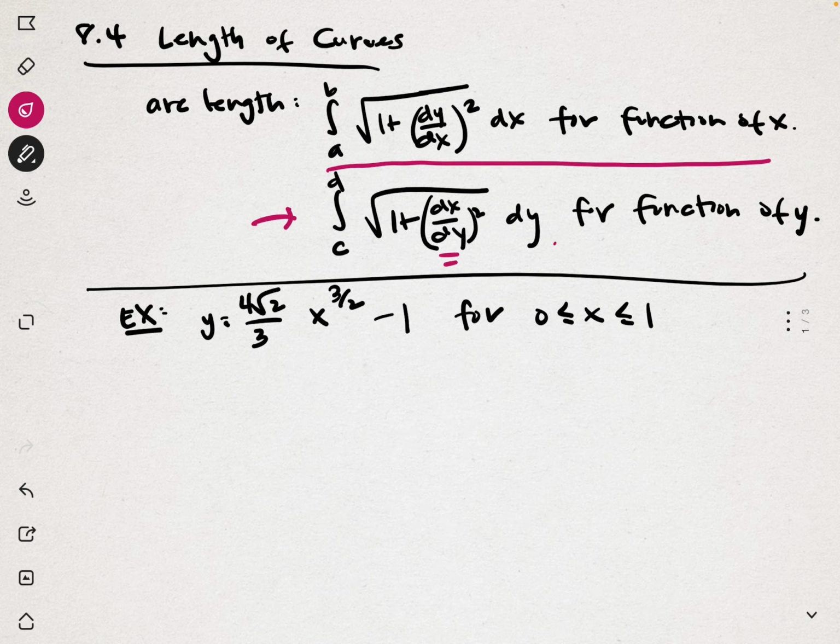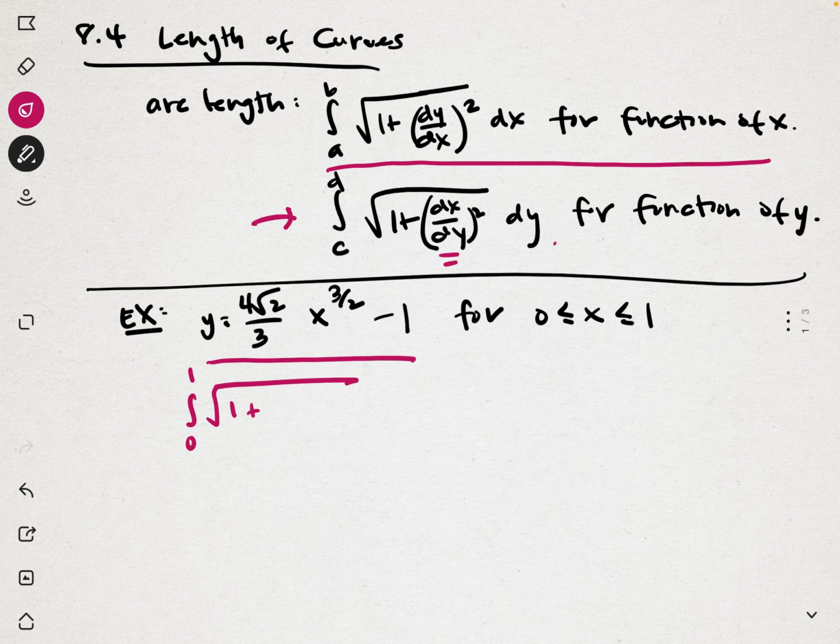All right, so if we're looking for the length of this curve, y equals 4 square root 2 over 3 x to the 3 halves minus 1 for x between 0 and 1, all we have to do is set up our integral from 0 to 1, and then we're doing the square root of 1 plus the derivative of our function with respect to x.